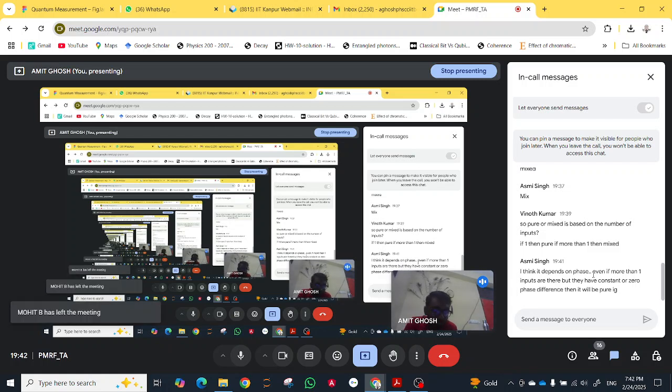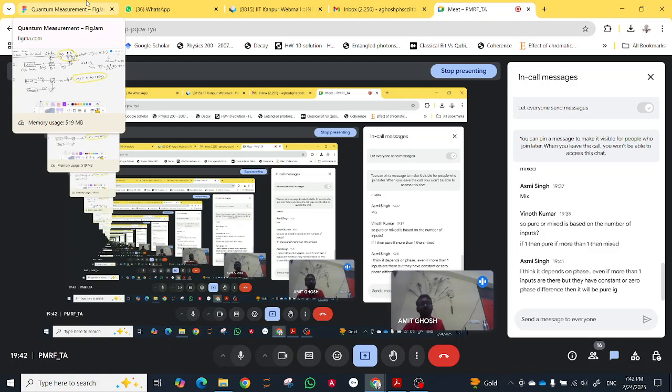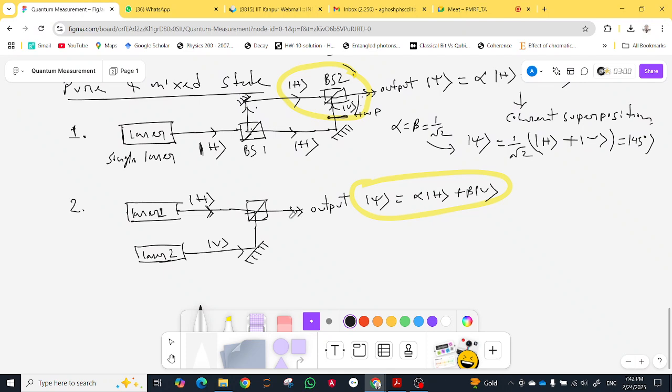It depends on the phase, even if more than one input is there. Is it pure? Yeah, if they have a constant phase difference, then it will be pure. But in general, the lasers are different, right? So there is no coherence, there is no phase relationship in general. Because these lasers are emitting randomly, and laser 1 doesn't know when laser 2 will emit.